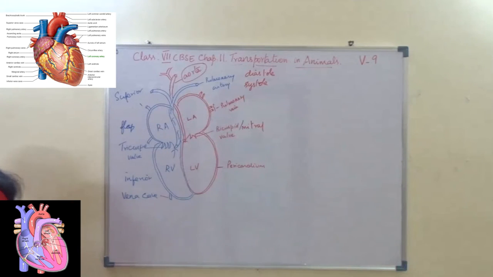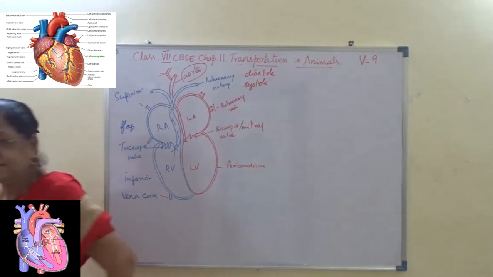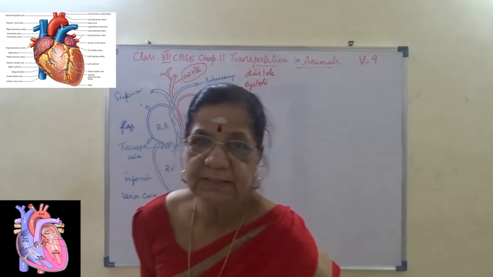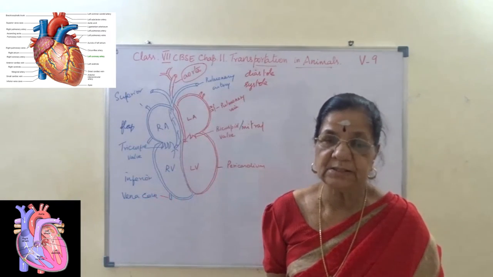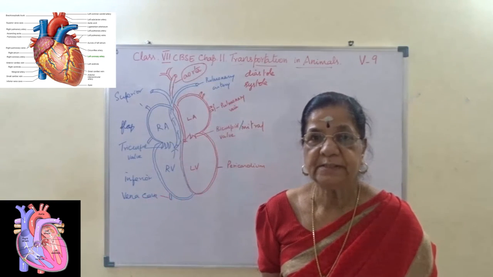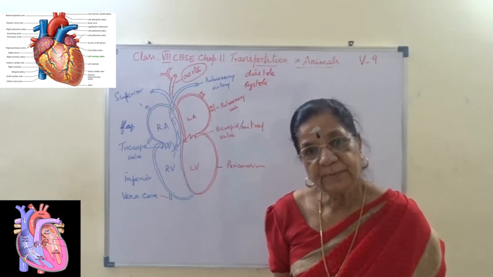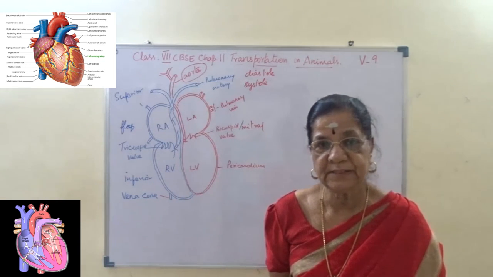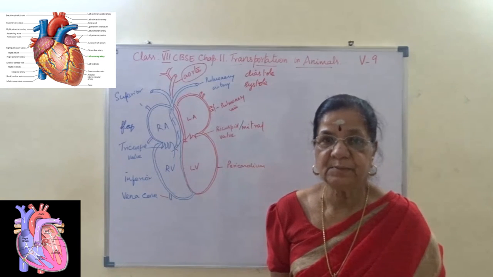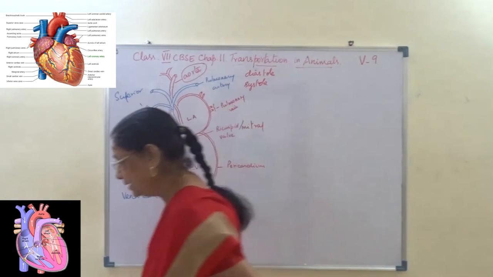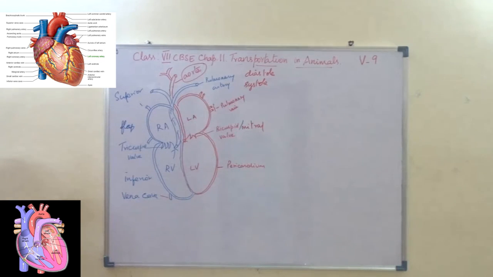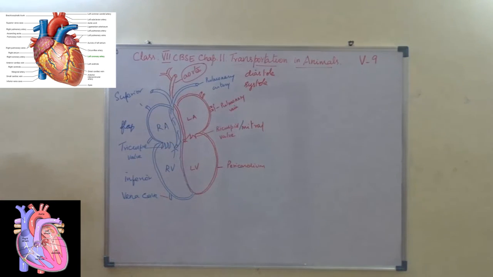We come across two terms, systemic circulation and pulmonary circulation. When blood reaches the lungs for purification, the deoxygenated blood is purified. When from the lungs it is reaching the left atrium, it is oxygenated blood distributing to various parts of the body. I hope you understand this. So that is forming the structure and working of human heart.